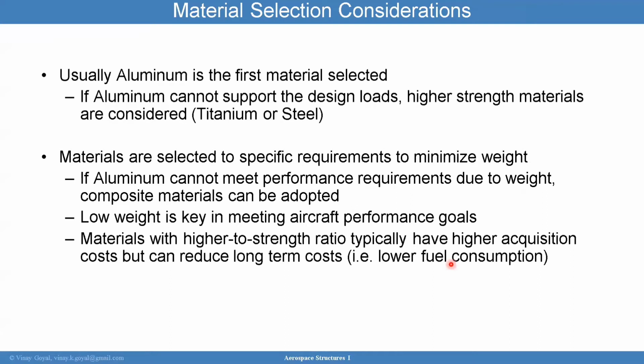And if aluminum cannot support the design loads, higher strength materials are typically considered. And that includes titanium or steel. Materials are also selected to specific requirements to minimize weight. And if aluminum cannot meet the performance requirements due to weight, then you could use composite material. But composites are expensive, and you have to keep that in mind. Low weight is key in meeting aircraft performance goals.